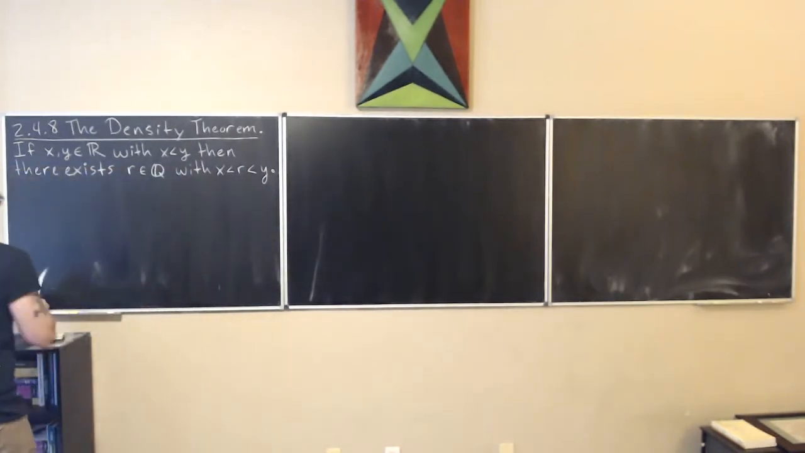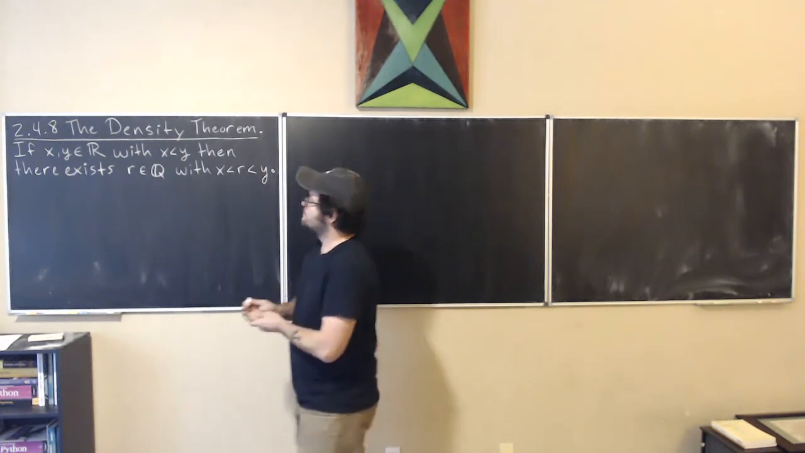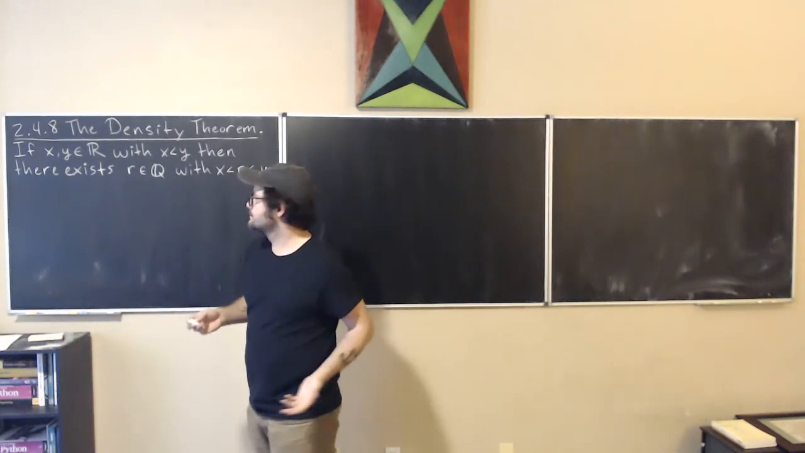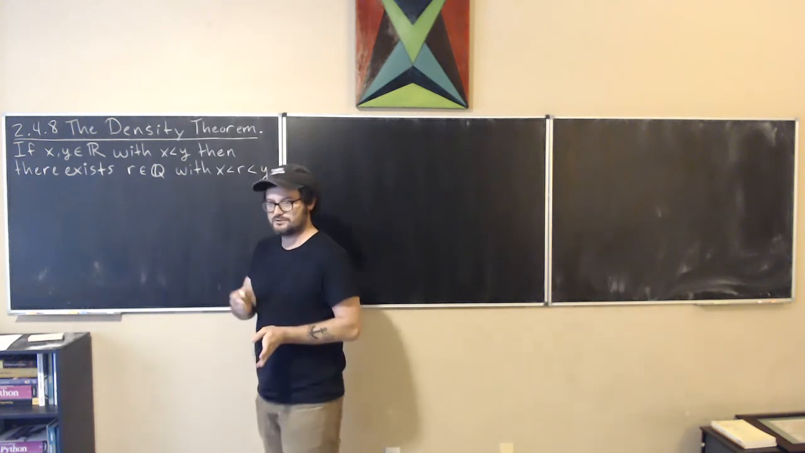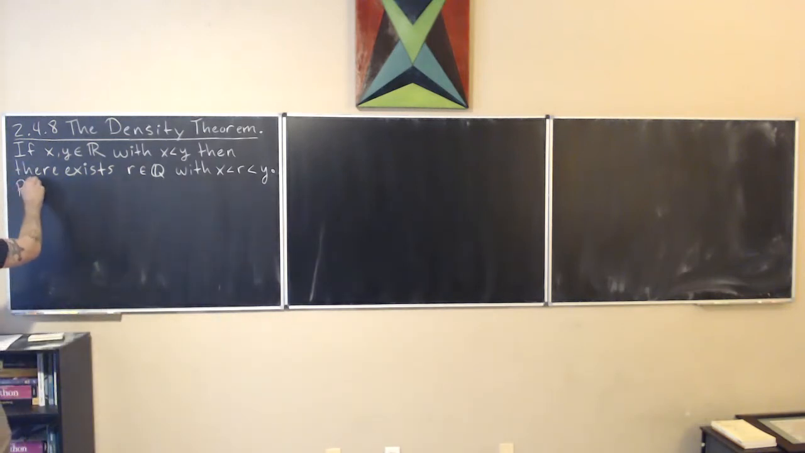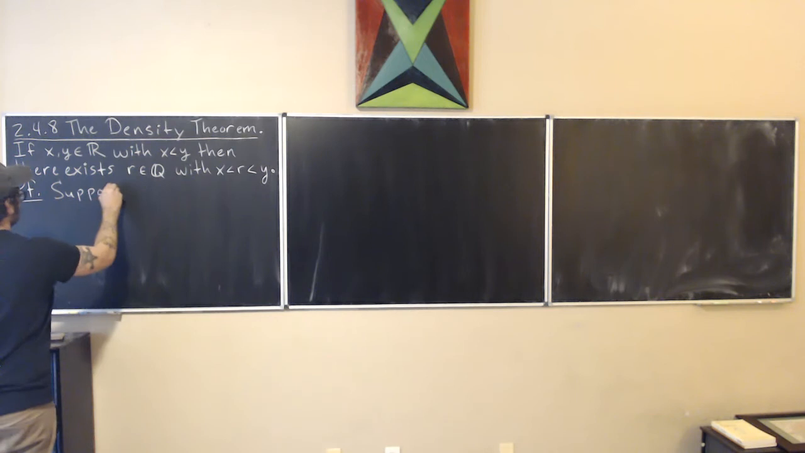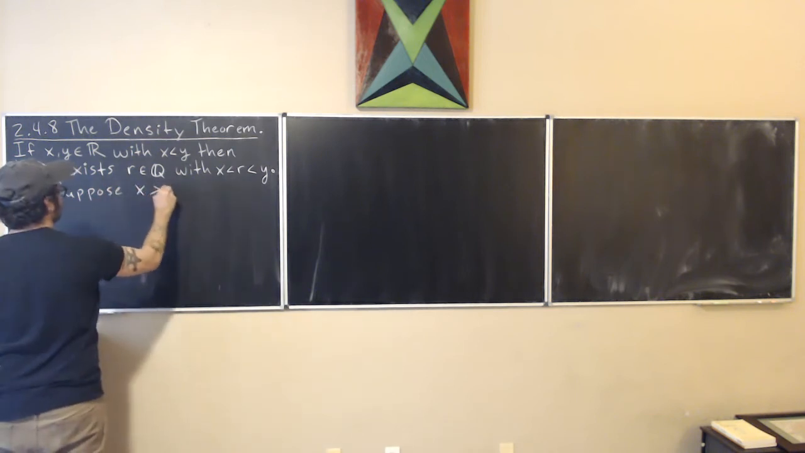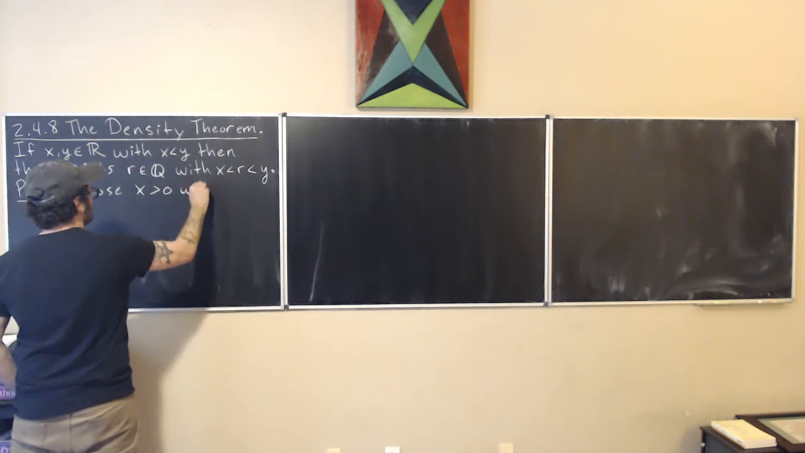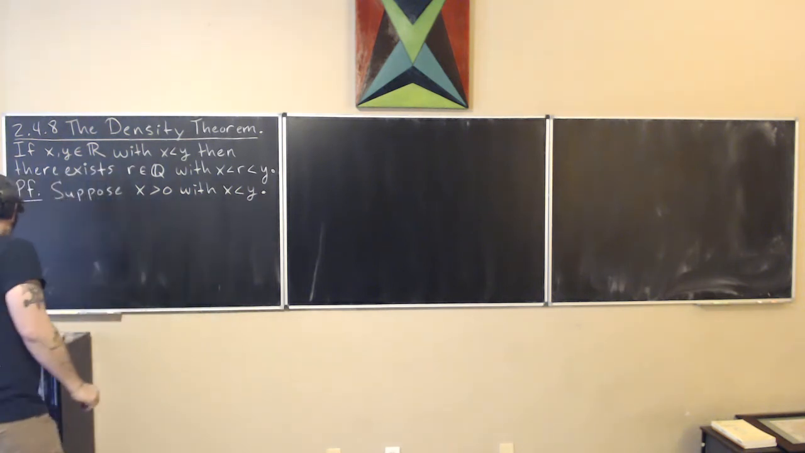So how are we going to prove this? Well, we'll prove the case when both x and y are positive. The case for negative should be treated separately, but the proof idea is the same. So suppose x is greater than 0 with x less than y. Okay.